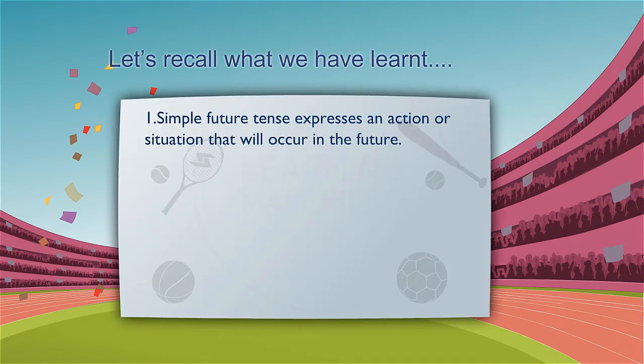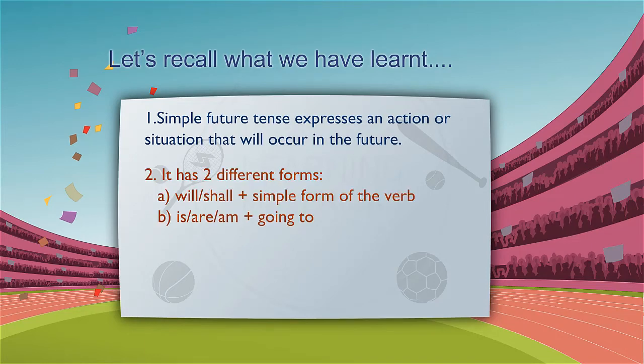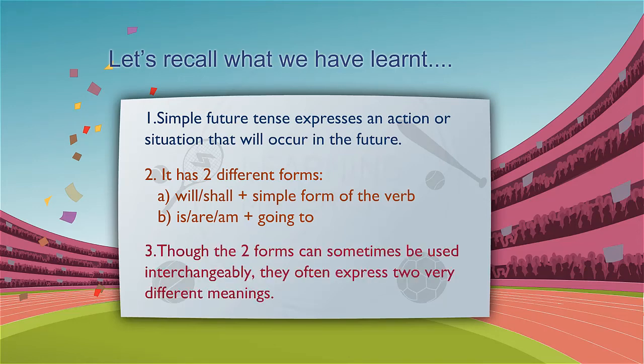Simple future tense expresses an action or a situation that will occur in the future. It has two different forms: will, shall, plus simple form of the verb, and is, are, am, plus going to. Though the two forms can sometimes be used interchangeably, they often express two very different meanings.